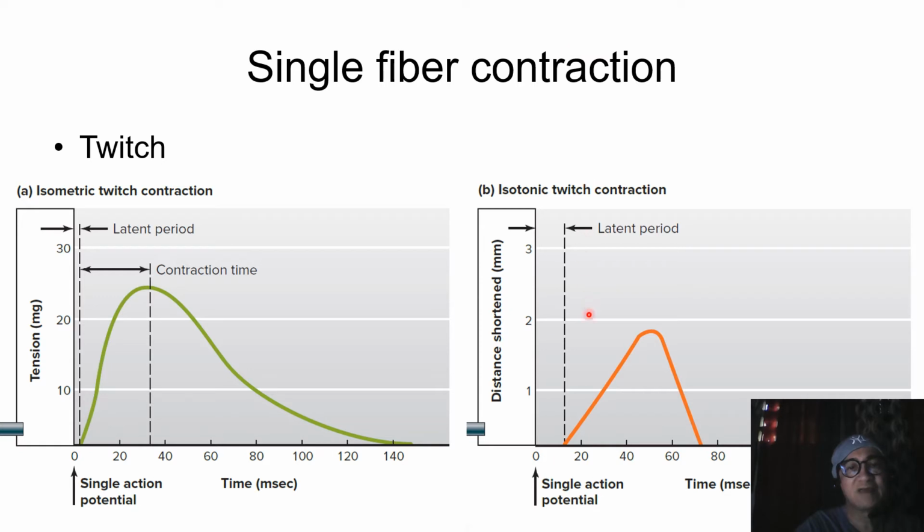Similarly, at the end of the twitch, the isotonic load comes back to rest on a platform well before all of the cross bridges have detached. So there is another brief period of isometric contraction.